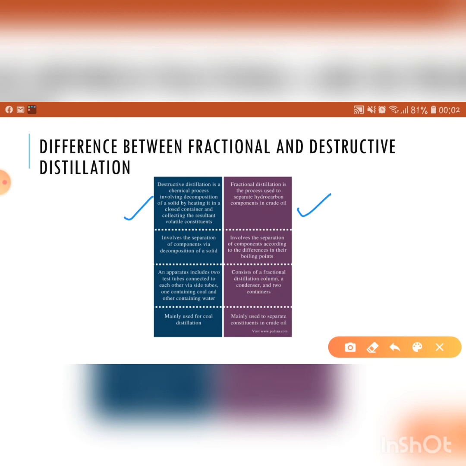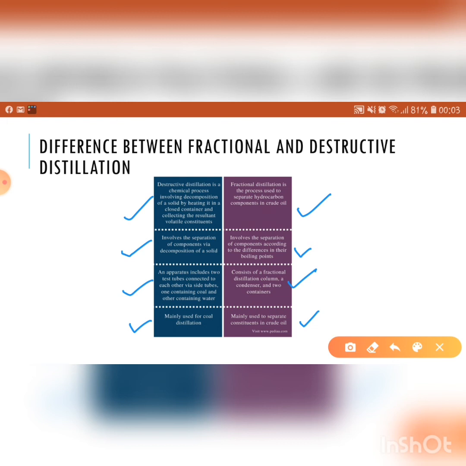Fractional distillation is the process which is used to separate hydrocarbon components in crude oil or petroleum. In destructive distillation, there is a process called the decomposition of a solid, whereas in fractional distillation, the components are separated according to their difference in boiling point. In destructive distillation, the apparatus includes two test tubes connected to each other via side tubes, one containing coal and the other containing water, as you have seen in the video. Whereas fractional distillation consists of a fractional distillation column, a condenser, and two containers. Destructive distillation is mainly used for coal distillation, whereas fractional distillation is mainly used to separate constituents in crude oil.